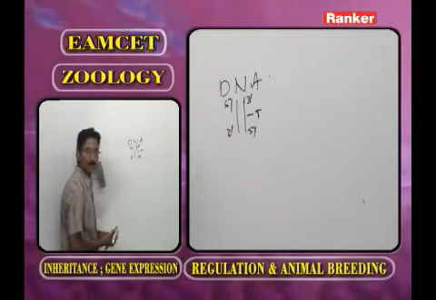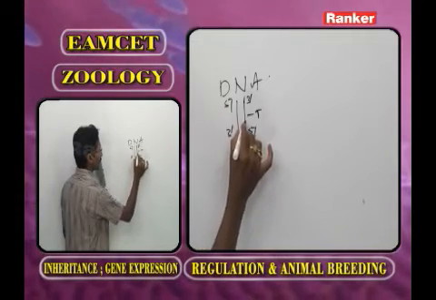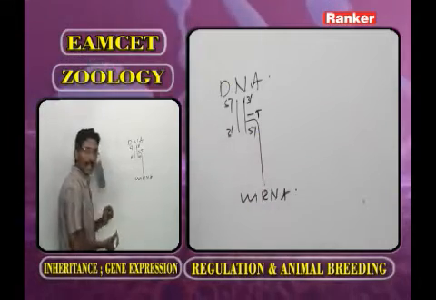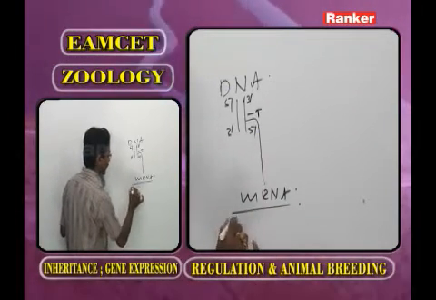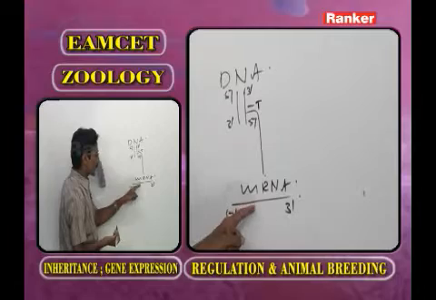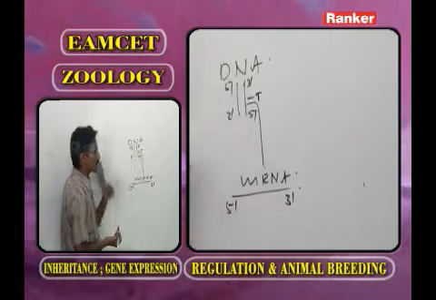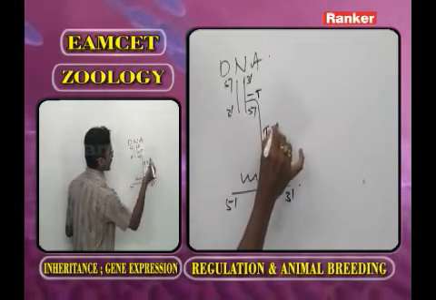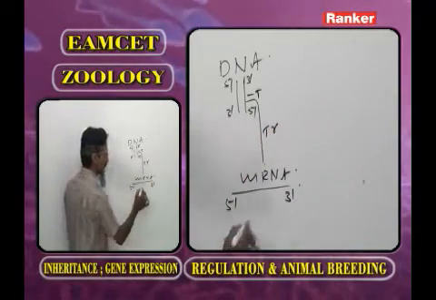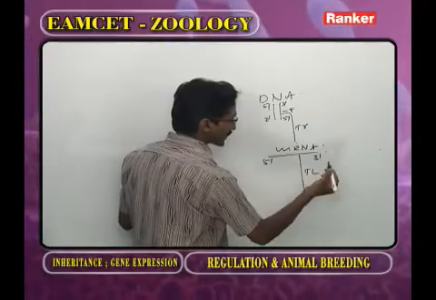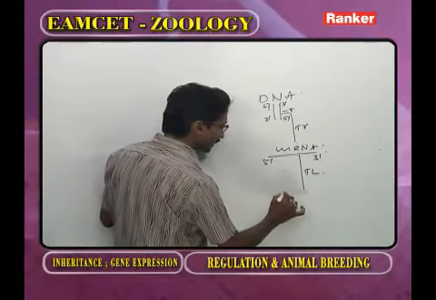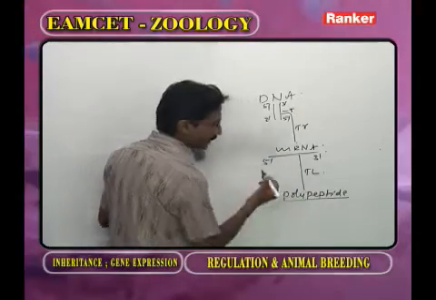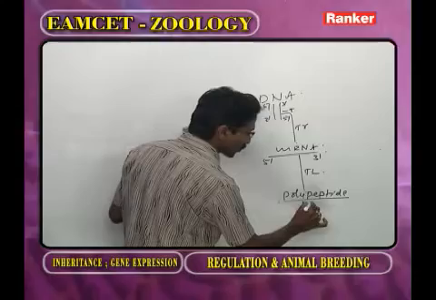3' to 5'. Now the DNA gives rise to mRNA. The mRNA is synthesized in which direction? 5' to 3', because it is complementary to the template strand. From the template, mRNA is formed by a process called transcription. From the mRNA, by a process called translation, we get the polypeptide chain. That polypeptide chain becomes the protein.